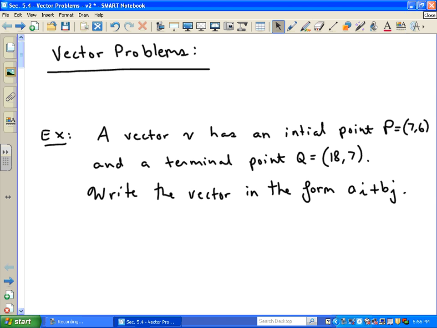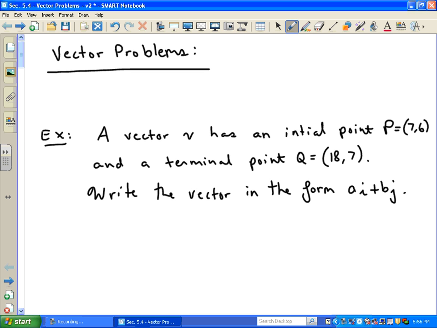What I'd like to do now is look at some problems involving vectors. For example, a vector v has an initial point of (7, 6) and a terminal point of (18, 7). Write the vector in the form ai plus bj.